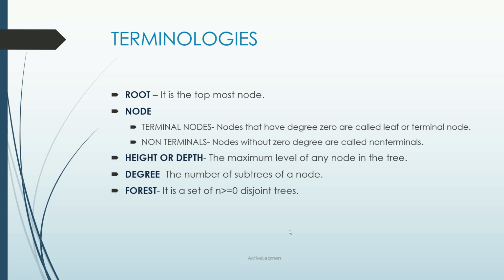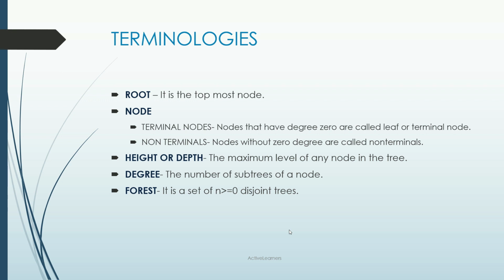And when we are looking into the terminologies of trees in data structures, as we said earlier, when you are taking the tree, definitely you will have a root. It is the topmost node. Apart from the root, you will have a set of nodes, and these nodes are classified into two types. One is the terminal nodes, and the next one is the non-terminal nodes.